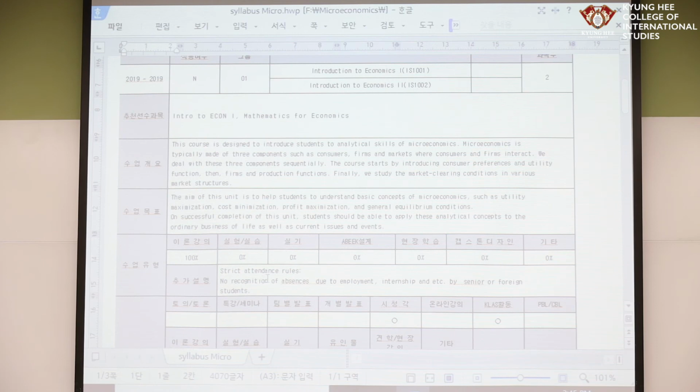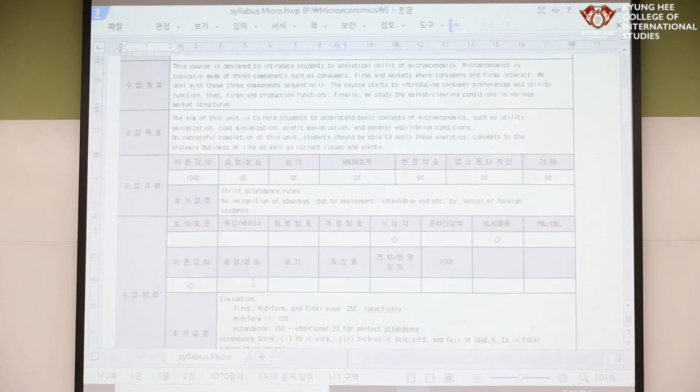Strict attendance rules: no recognition of absence due to employment, internship, etc., whether by senior or foreign students. I emphasize no discrimination, no preference, the same rules for everyone. So you should be careful about that.